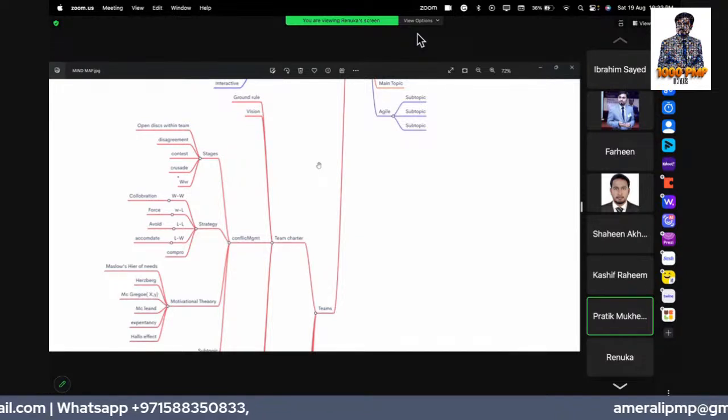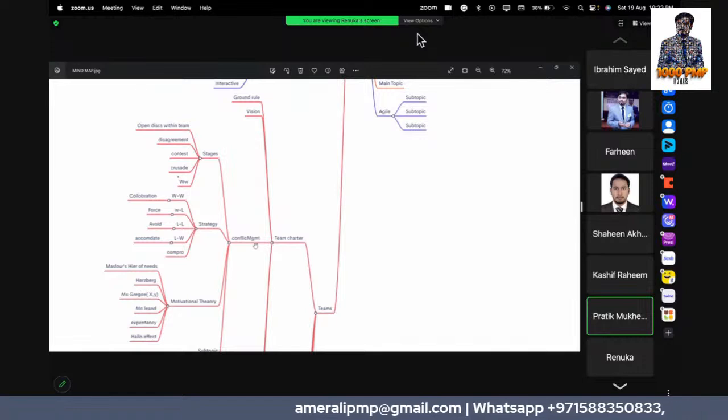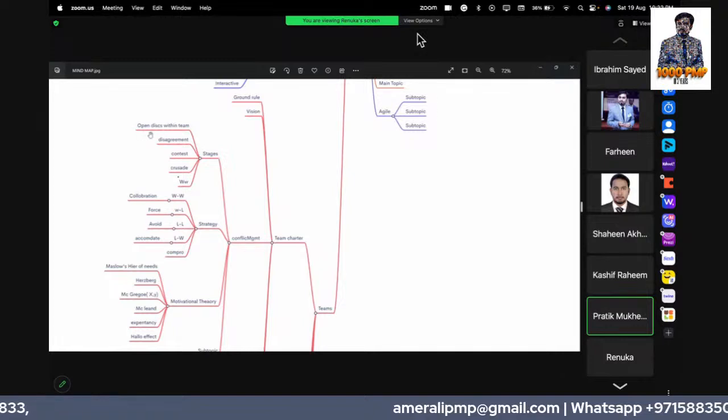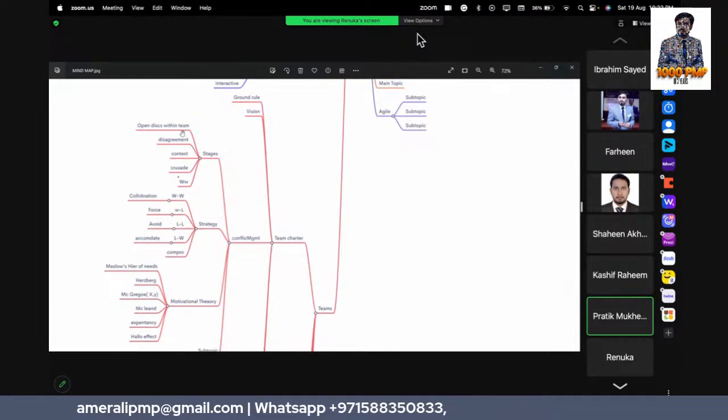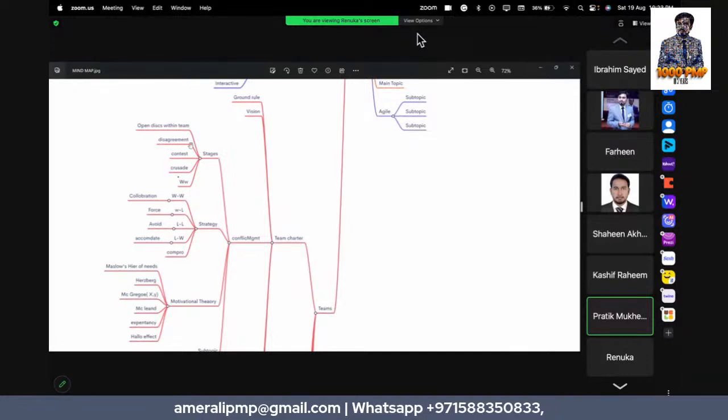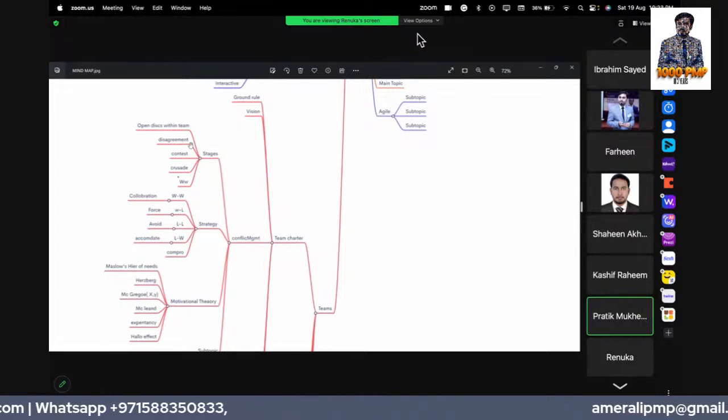Now, if we look into the team charter, one of the points is conflict management. In conflict management, the first part is the stages of conflict. There are 5 different stages of conflict. Level 1 is where the team is discussing in an open forum, and everybody in the team is trying to solve the problem. The project manager need not interfere at this level. Level 2 is a point where there's a disagreement within the team. And here the project manager needs to jump in to try and bring the conflict to level 1.